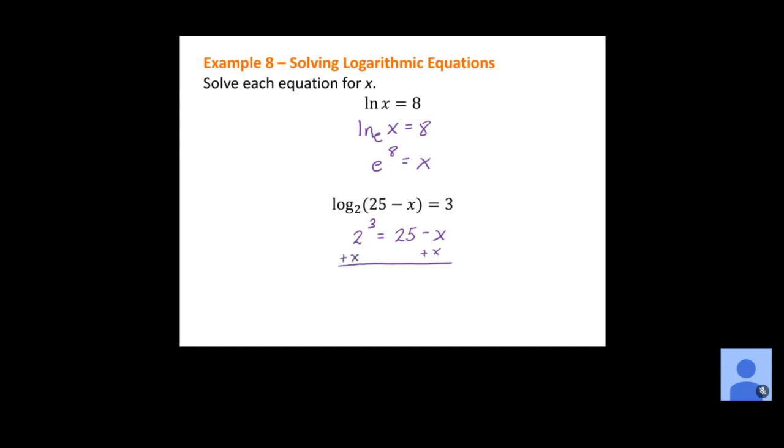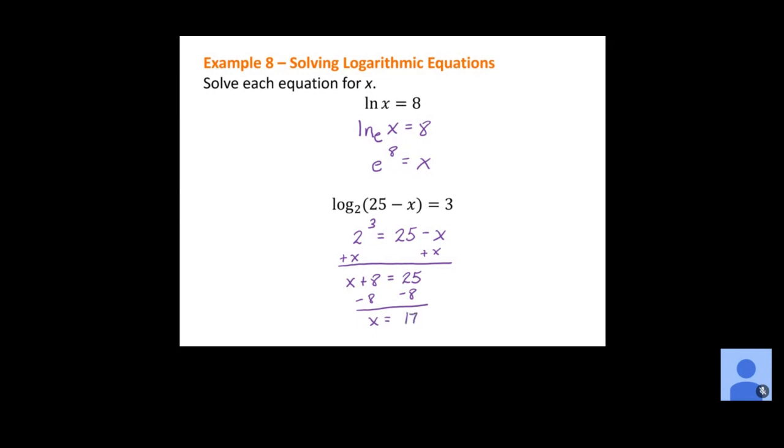2 to the 3rd power. Good. So that's just going to give us x plus 8 over here is equal to 25. And then we could do what? Good. Subtract the 8. And what's 25 minus 8? Good. So x equals 17 this time.